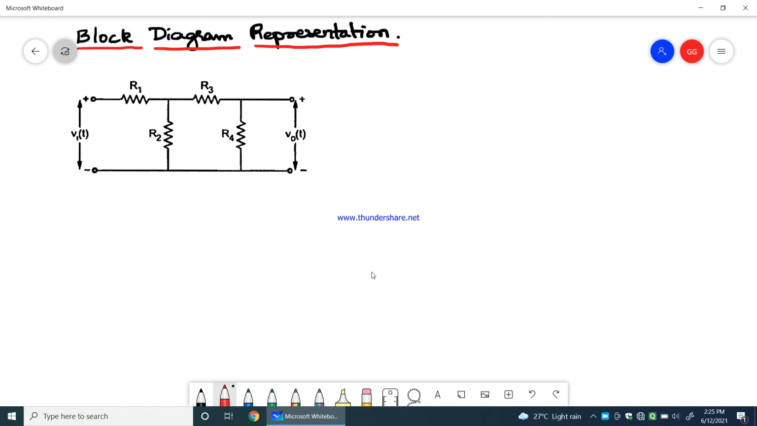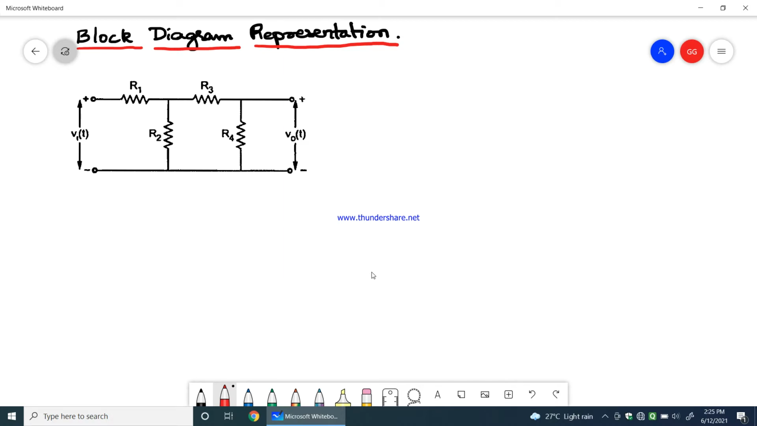I hope I have already explained in the previous videos how to write the analogous network for any given mechanical system. After that, to find the transfer function for any given mechanical system, we will write the block diagram for the electrical equivalent network that we wrote for the mechanical system. I won't cover how to write the electrical network, because we have done that already in the previous video.